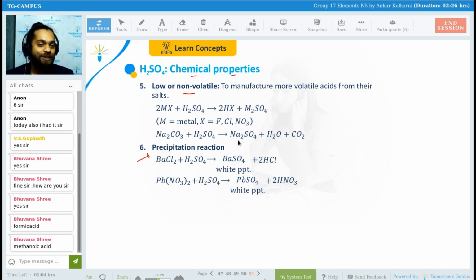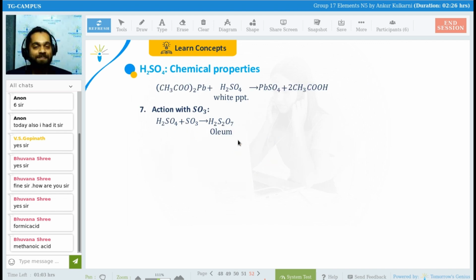Precipitation reaction. If you react it with metals, as we have seen with copper sulfate, barium sulfate and lead sulfate, it will form the precipitate. Is it clear? Then this reaction we already know: if you absorb SO3 into sulfuric acid, what will we get? We get oleum.